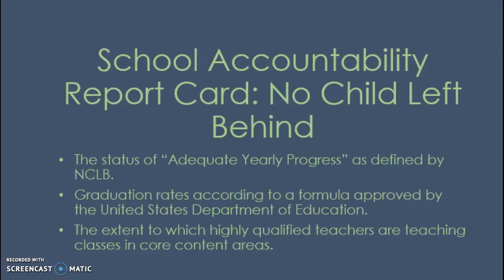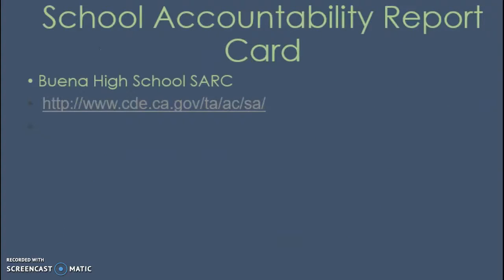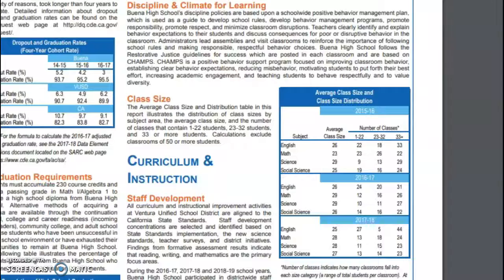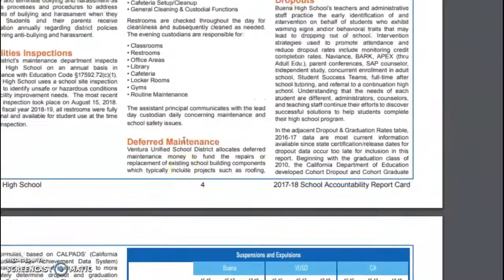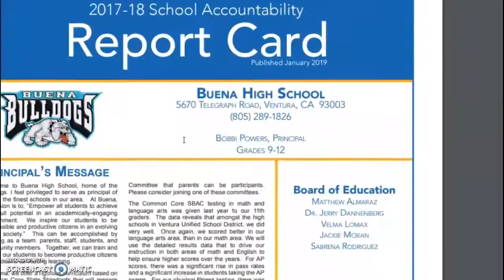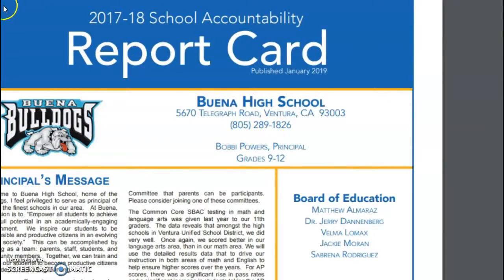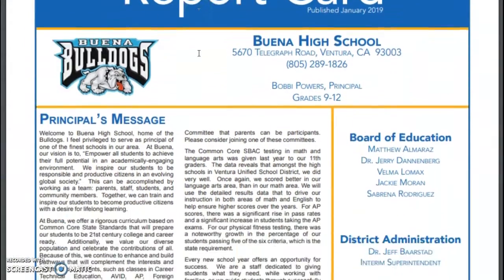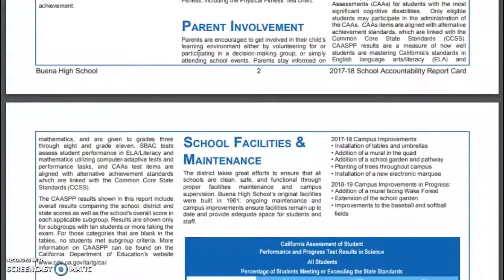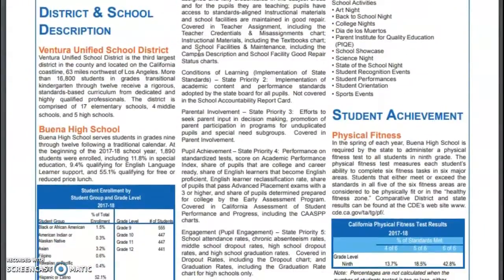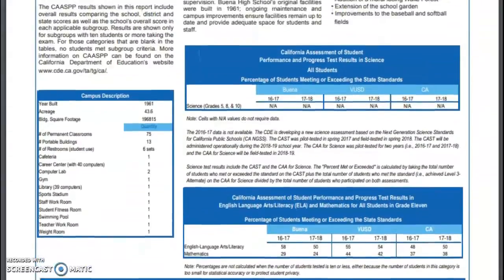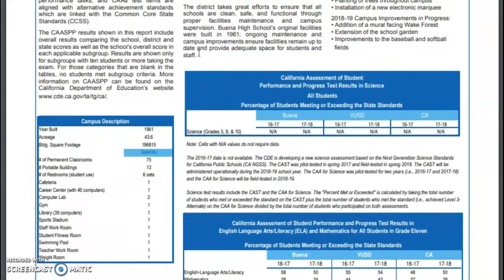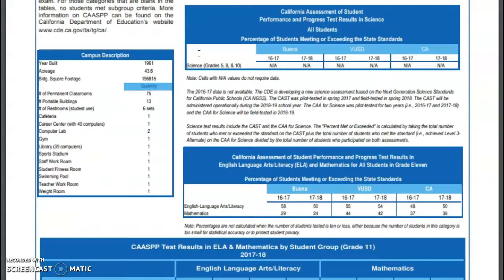I'm going to go over to, there's a link here, but I'm going to go straight over to the Buena High School SARC. This is just an example of it. I'm going to scroll through it pretty quick, but I want to show how there are different things, student achievement, but it goes into the California Assessment of Student Performance results.